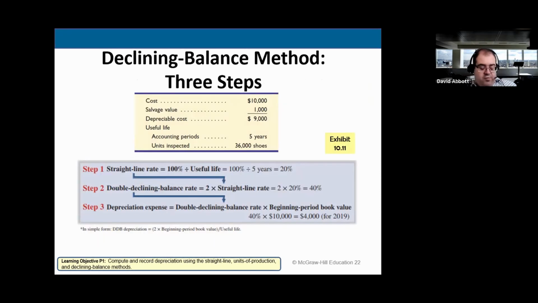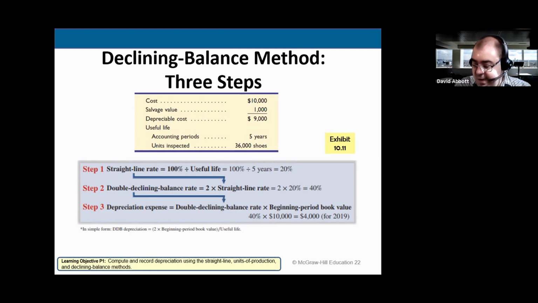Declining balance method, 3 steps. So an accelerated depreciation method has more depreciation in the early years and less depreciation in later years. The most common accelerated method is the declining balance method, which uses a depreciation rate that is a multiple of the straight line rate. A common depreciation rate is double the straight line rate. This is called the double declining balance, DDB.